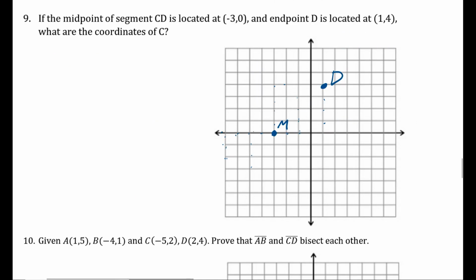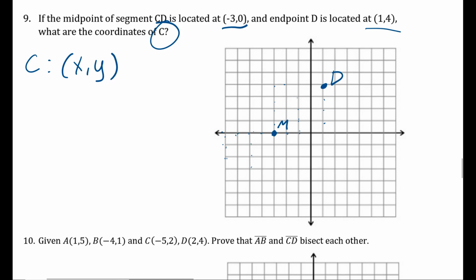So number 9 is another midpoint problem, but in this case they tell me that the midpoint is located at negative 3, 0, and that one of the endpoints is at 1, 4. So now we're looking for one of the endpoints x, y. So there's a couple different ways you could do this.